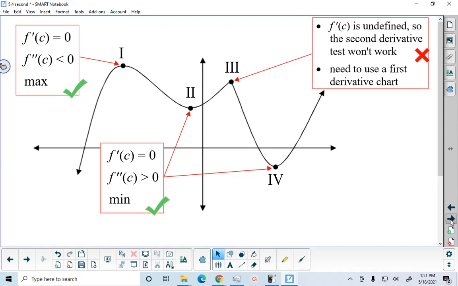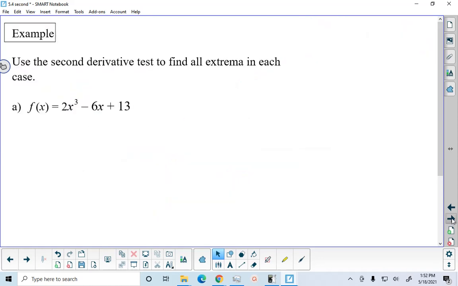But basically, since polynomial functions never have cusps, polynomial functions can always be analyzed using the second derivative test to find max-mins. Any comments or questions now before we do a couple of quick examples? This can be confusing, so let's try a couple of examples now. Use the second derivative test to find all extrema in each case.